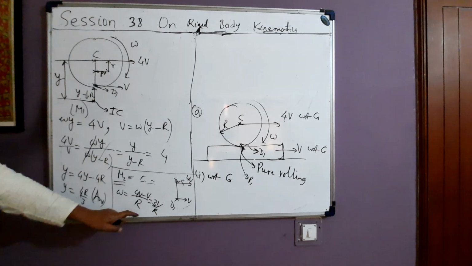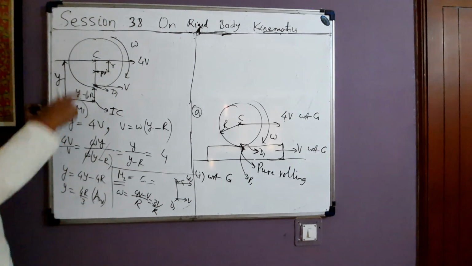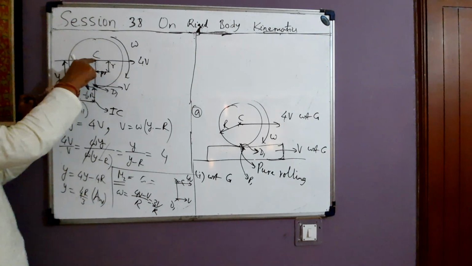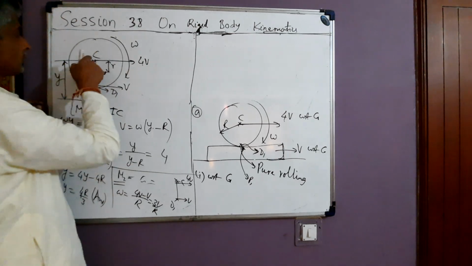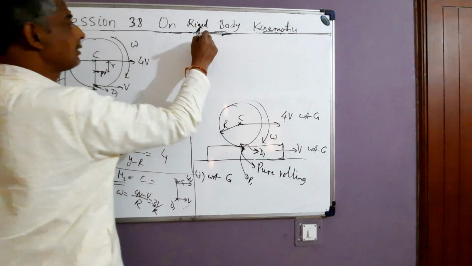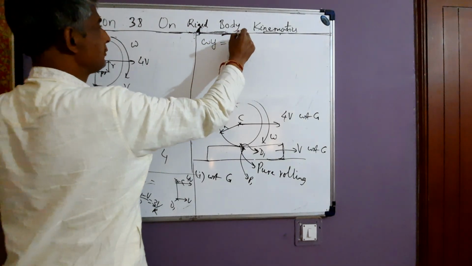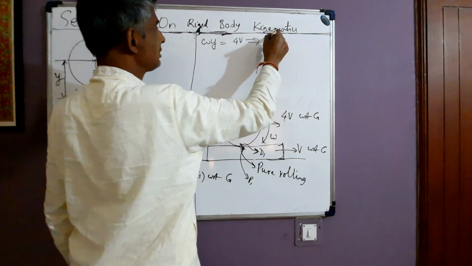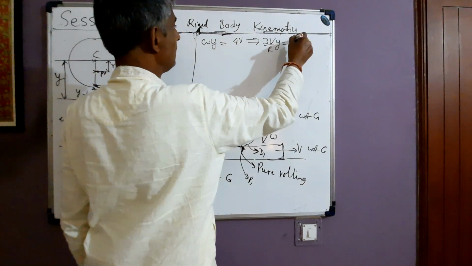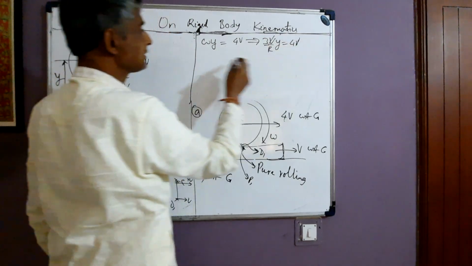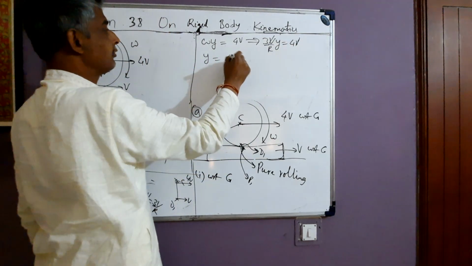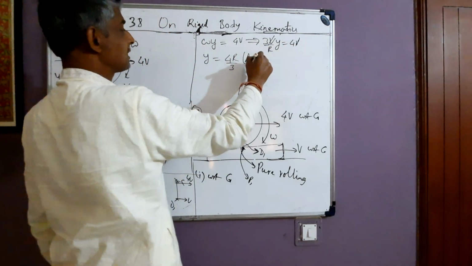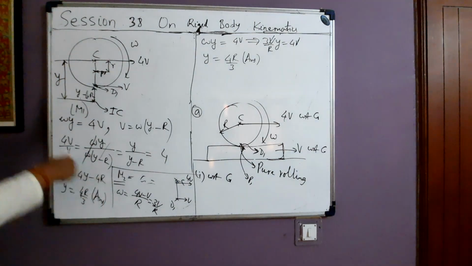So omega is equal to 3V by R. Now suppose the distance of IC from C is Y. So velocity of C will be equal to omega Y. Omega Y is equal to 4V and omega is 3V by R. So this implies 3V by R into Y is equal to 4V. V and V cancel out. Y becomes 4R by 3. Same answer as we obtained by method 1.